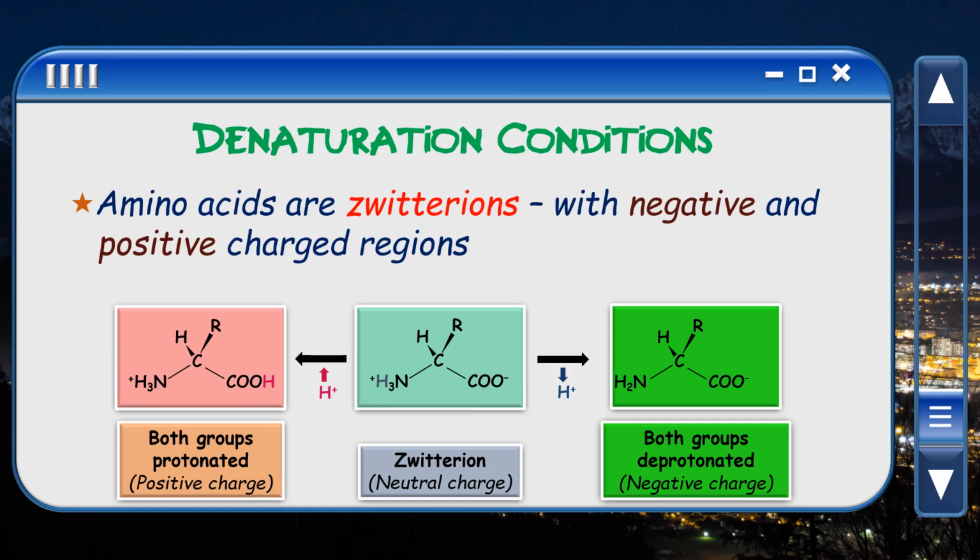Still under denaturation, amino acids are zwitterions, with a negatively and a positively charged region. They are supposed to be like that. We call it a neutral charge because they have a positive and a negative.